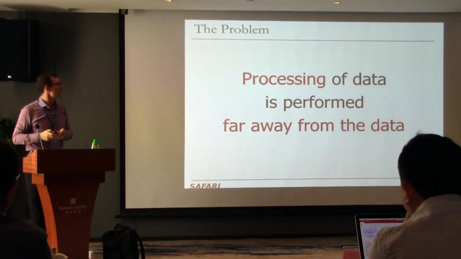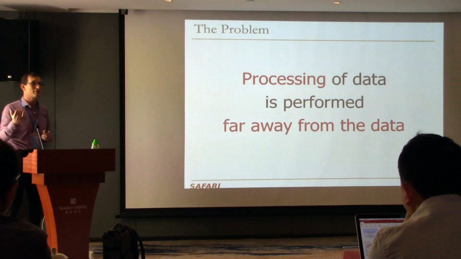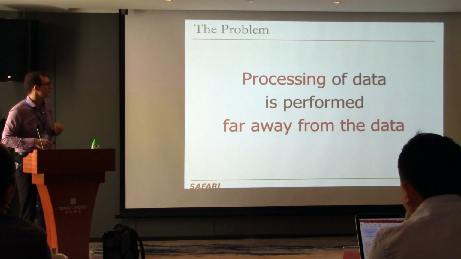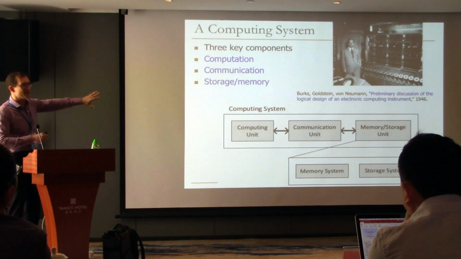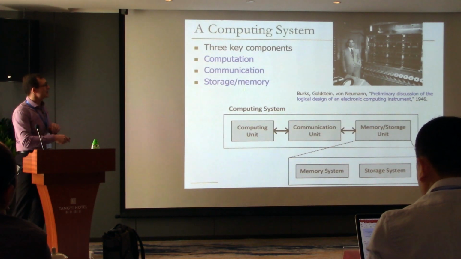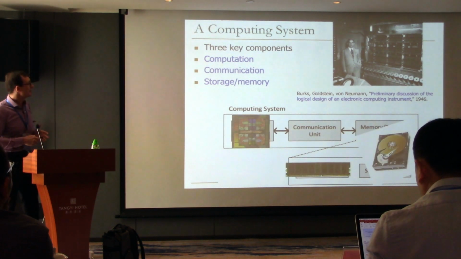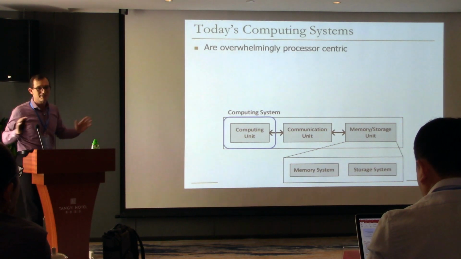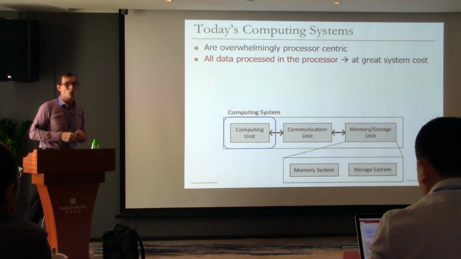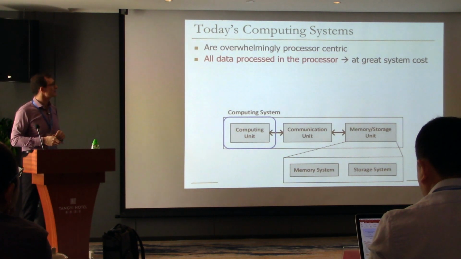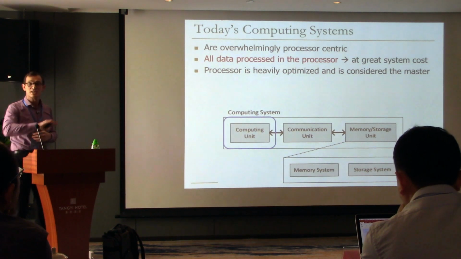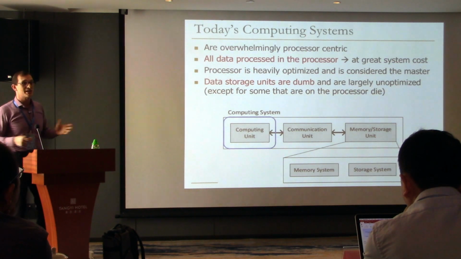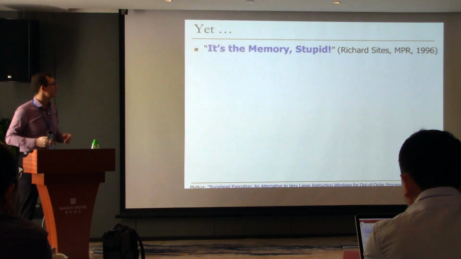If you want to break the vicious cycle, I think first of all, we really need to understand what the problem is. And the problem is this, in my opinion. Basic processing of data is really performed far away from the data. If you look at the picture that I showed you earlier, I'm not going to dwell on this. There are three major components: computation, communication, and storage. We've heavily optimized the computing unit over here. Today's systems are very processor-centric or accelerator-centric. It's the same thing from my perspective. All data has to come to the processing unit, computing unit, to be processed. This happens at great system cost. Data goes around a lot. And as a result, data storage units are dumb and they cannot do much. So I believe we need to really change this.